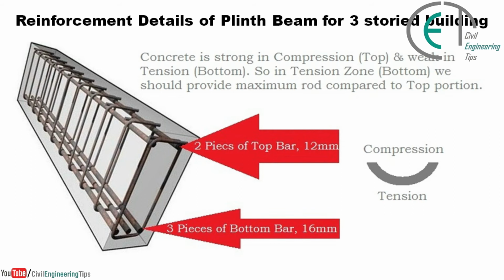Concrete is strong in compression and weak in tension. So in tension zone we should provide maximum rod compared to top portion. That's why we have given extra one piece of main bar at the bottom of the plinth beam.